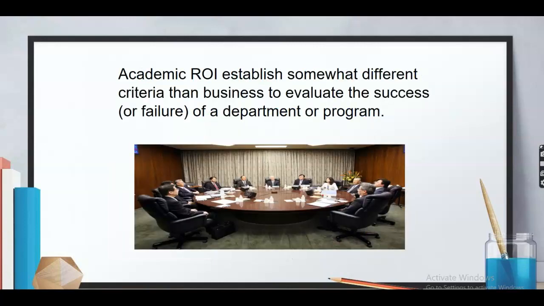As previously stated, academic ROI establishes somewhat different criteria than its business counterpart. In order to evaluate the success or failure of a department, they need to see how well the students are doing. Also, they need to take into consideration how the staff, the teachers, etc., are faring.